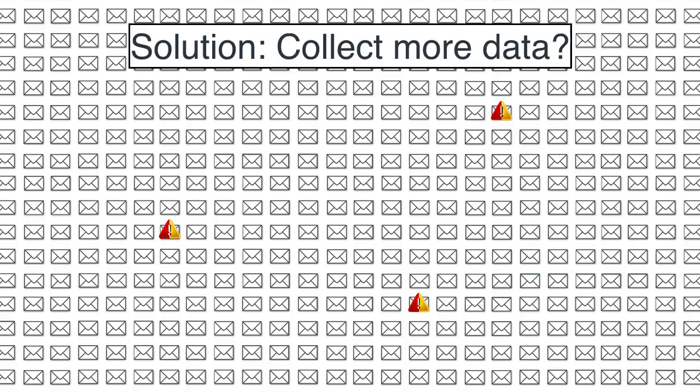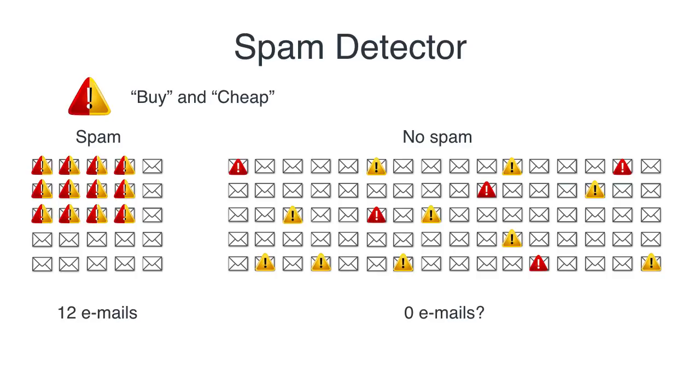So let's think. We have this situation. What would you do if you have this situation? And you have to sort of imagine how many emails would contain the words buy and cheap. So what we're gonna do is try to guess the number. Try to come up with a sensible amount of emails that would contain the words buy and cheap, even if we found none.